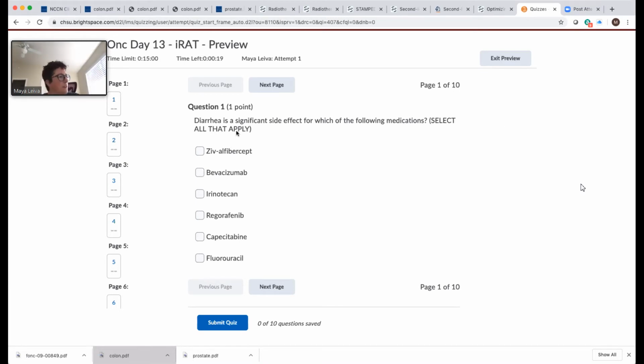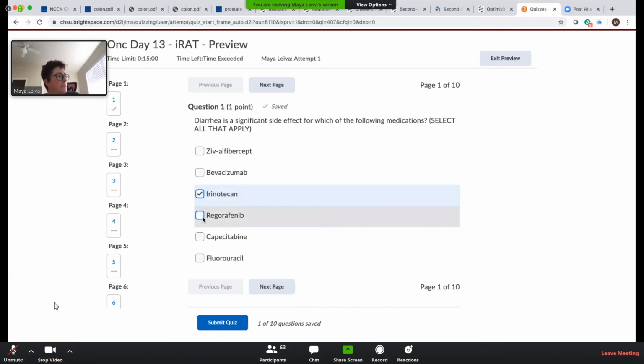Okay, so diarrhea is a significant side effect for which of the following medications? Select all that apply. So who wants to help me out? Irinotecan. Yes. What is the other term for irinotecan? I ran to the can. Yeah, I ran to the can. Okay, so we've got irinotecan. What else?